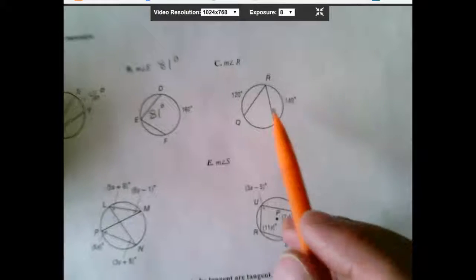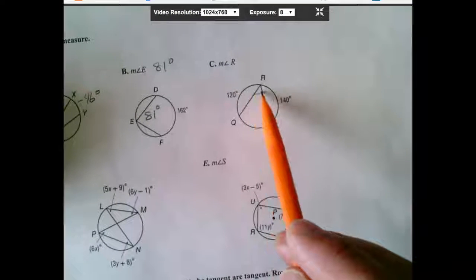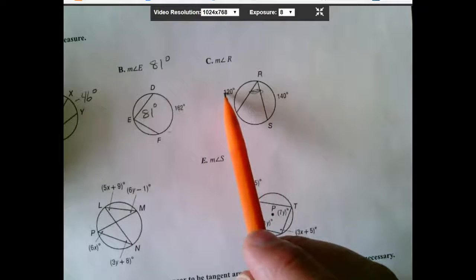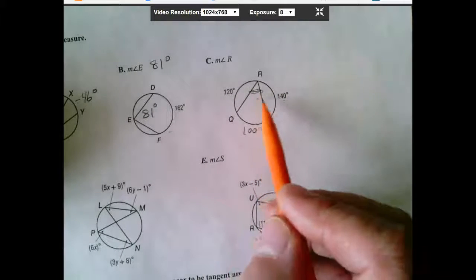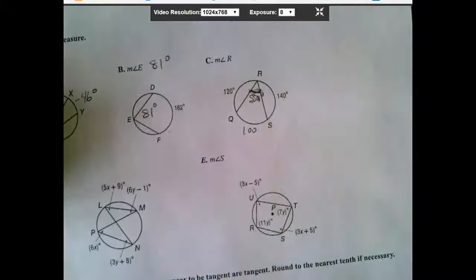This one right here, a little bit harder to do, but if it wants to know this angle right here, it's not that hard to do because we know this whole thing is 360. We have 260 here, so this is 100, and so this should be 50 degrees right there.